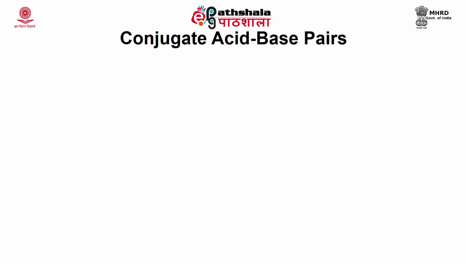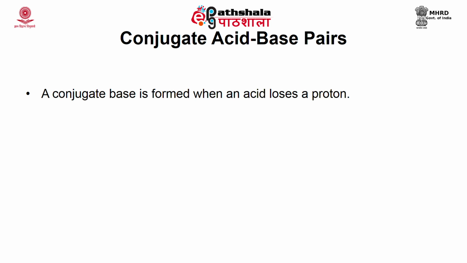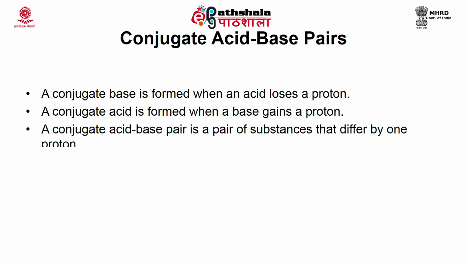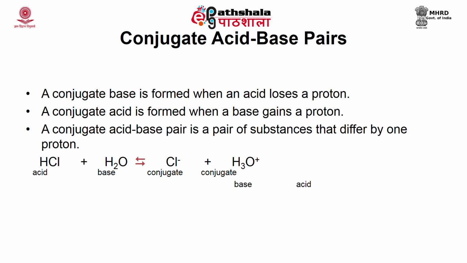Conjugate acid base pairs. A conjugate base is formed when an acid loses a proton, and a conjugate acid is formed when a base gains a proton. A conjugate acid base pair is a pair of substances that differ by one proton only. For example, HCl plus water: in this case, HCl is an acid and water is a base, and the conjugate base for the HCl acid is chloride, and the conjugate acid for water is H3O positive.